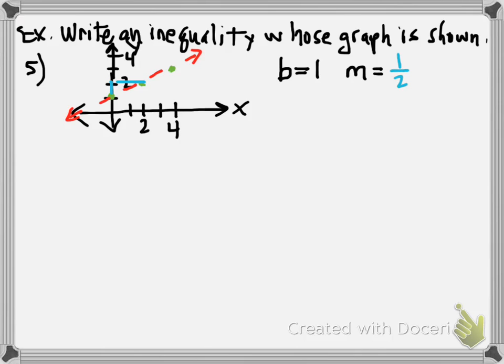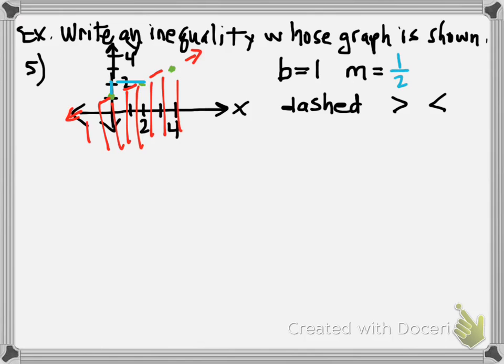Okay. Now I need to gather 2 more pieces of information. What kind of line do I have? Dashed. So dashed says you have one of 2 choices. It's either greater than or it's less than. Next, oh, I forgot a key thing. This kind of helps. I forgot this part. This is given to you, sorry.